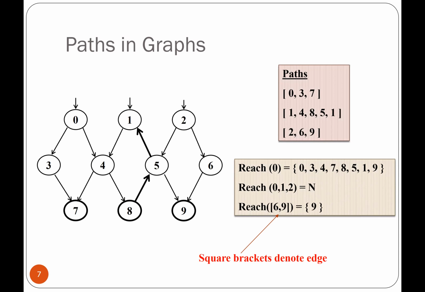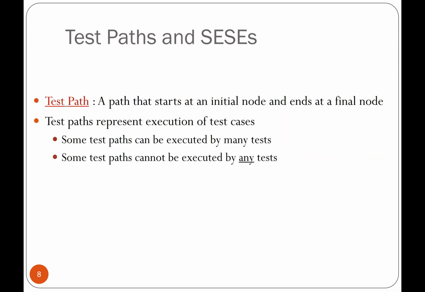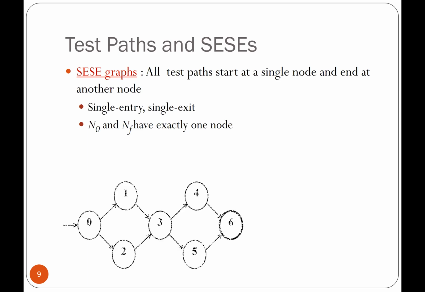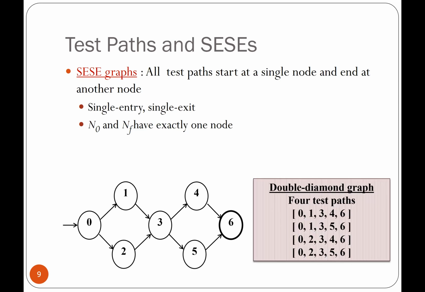You put a square bracket to denote an edge. If you want to say more than one node or even multiple edges, you just put them in brackets, like 0, dash, 1, and 2. And we said that the test path has to start at an initial node and finish at a final node, whereas a regular path doesn't have to begin at an initial node and end at a final node. There is a special type of graph called SESE, which means single entry, single exit, and these tend to have just one exact initial node and one exact final node.